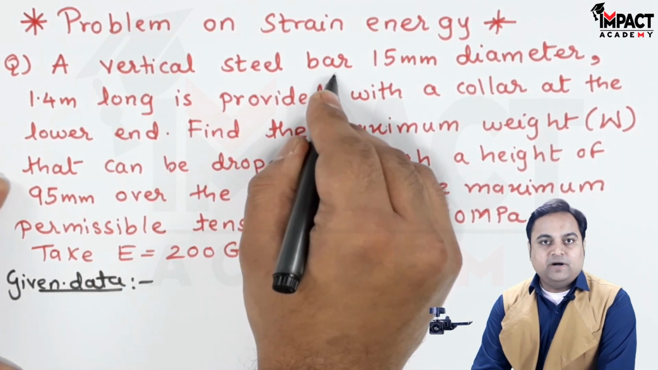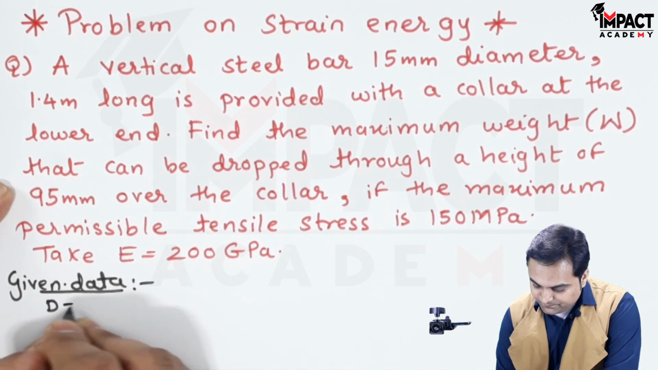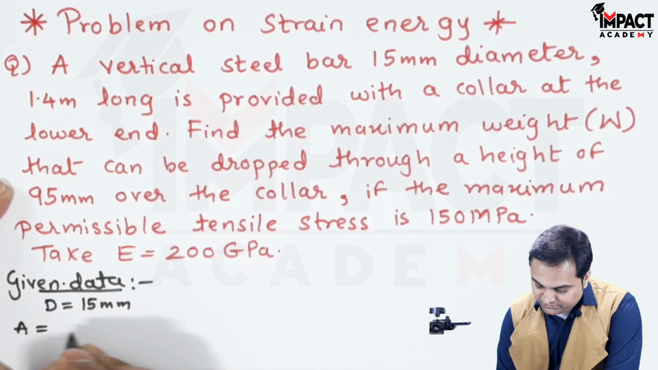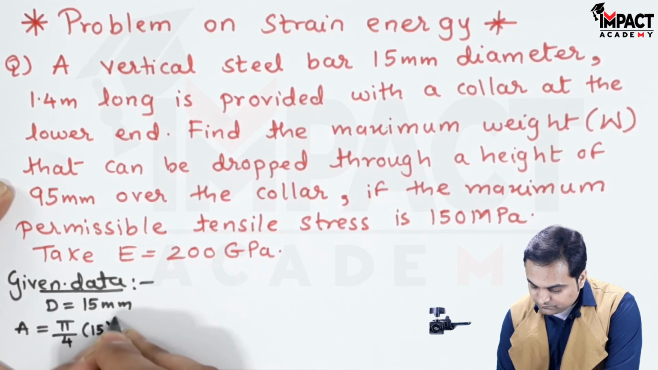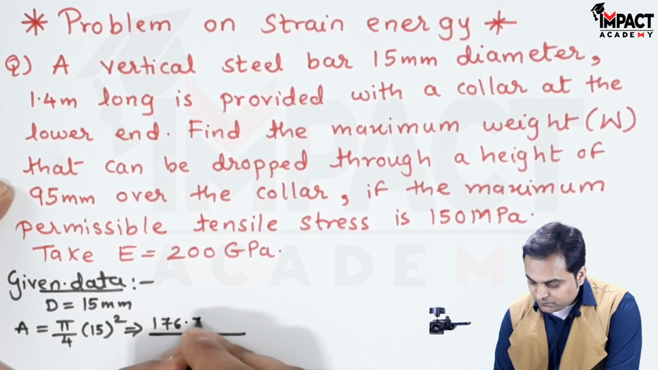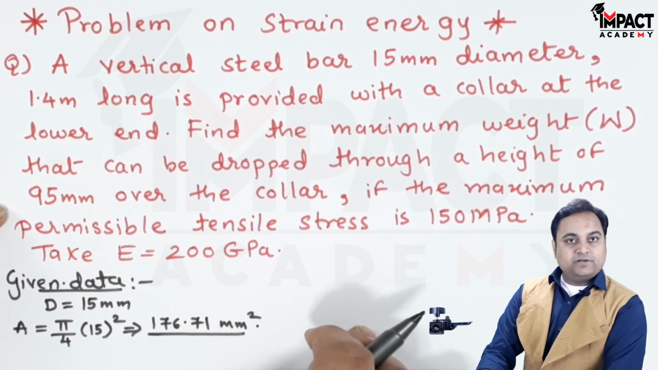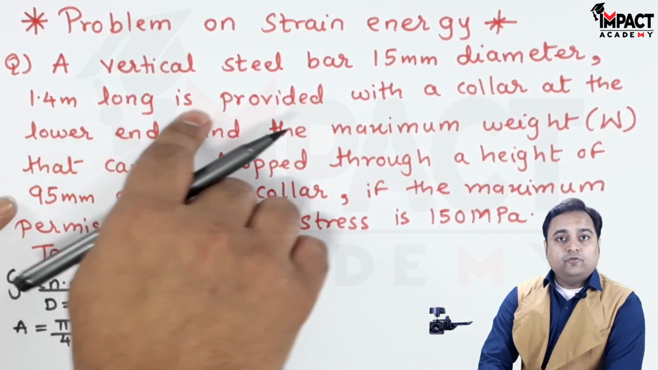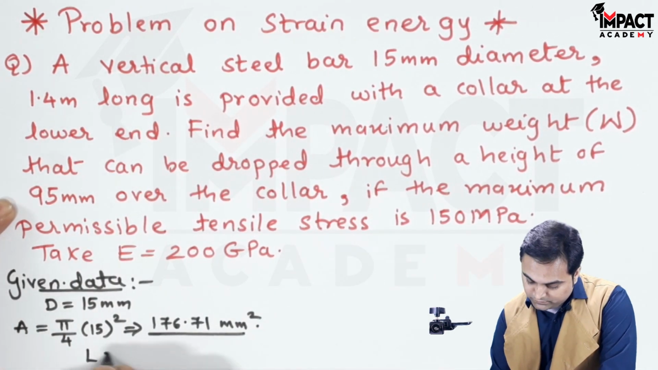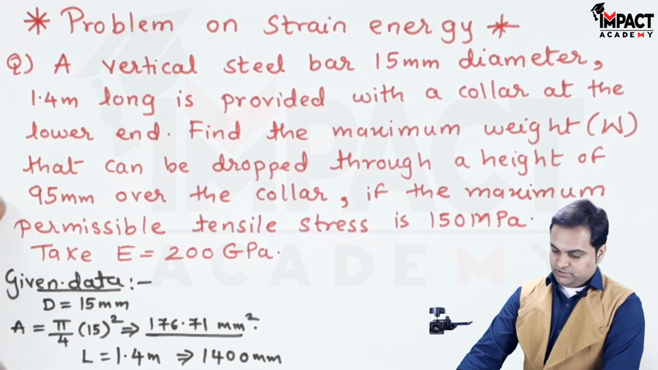A vertical steel bar 15 mm diameter, the diameter is given. So I'll find the area here itself, and it comes out to be 176.71 mm square. The area of the bar. It is 1.4 meter long. Length is given. I'll convert it into mm by multiplying with 1000.